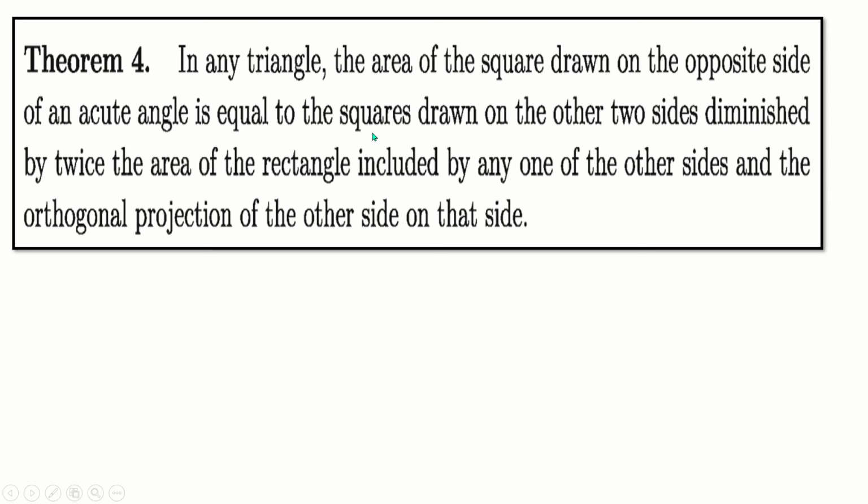is equal to the squares drawn on the other two sides diminished by twice the area of the rectangle included by any one of the other sides and the orthogonal projection of the other side on that side. This is the language. Now follow a figure, and you know orthogonal projection.